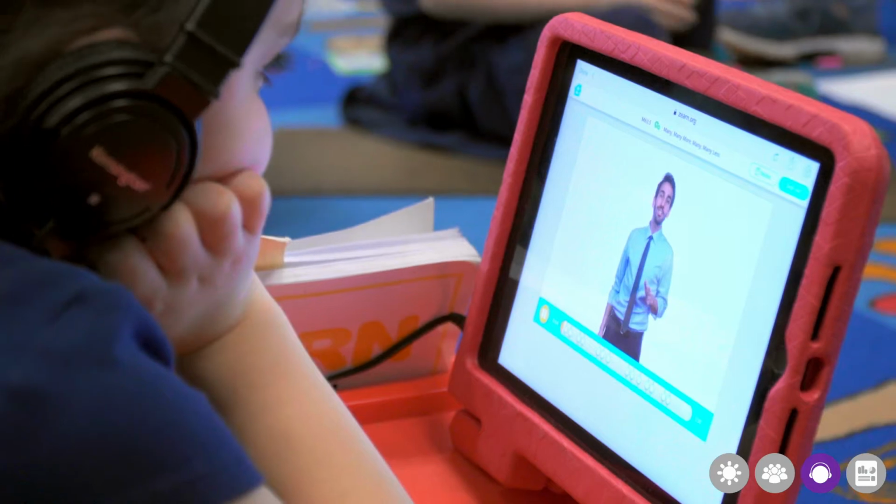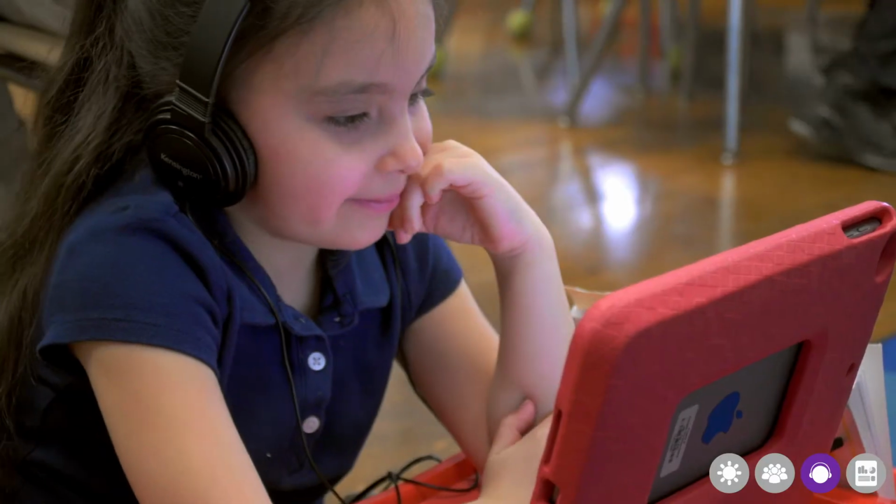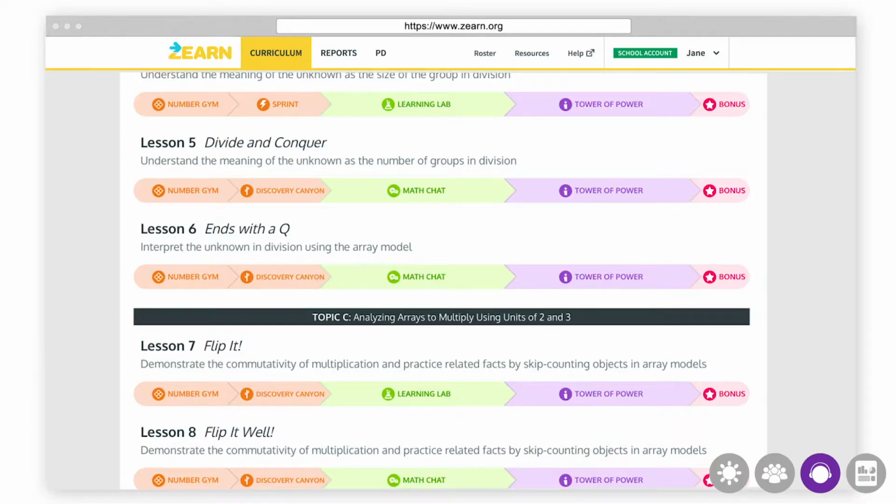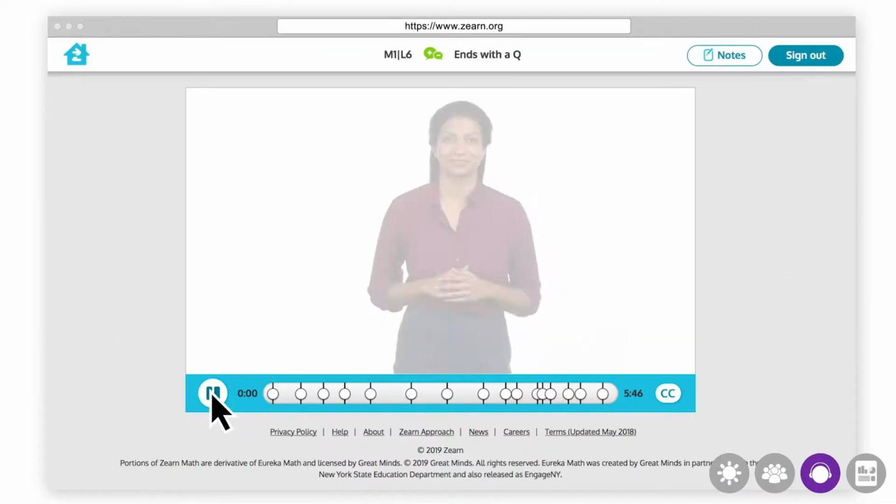Next, students move on to guided practice, where they learn and practice new concepts. In this lesson, students are beginning to learn multiplication and division, and the math chat helps students build an understanding of the connectedness of the two operations.